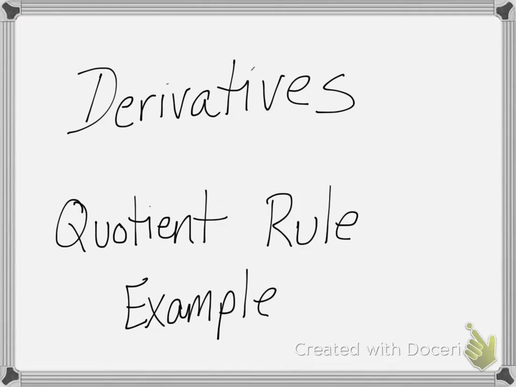Alright, this is going to be another video going over derivatives, and we're going to be doing an example of the quotient rule, and it wants us to find the derivative of x over e to the x minus x squared.